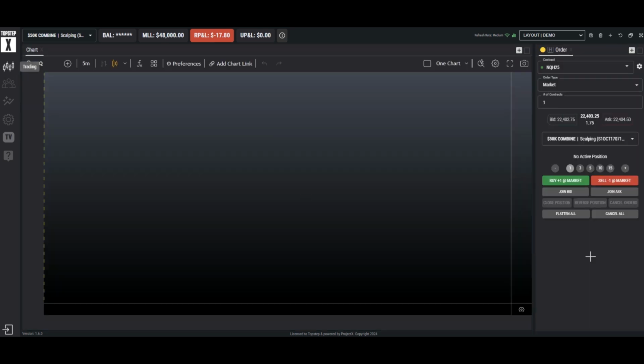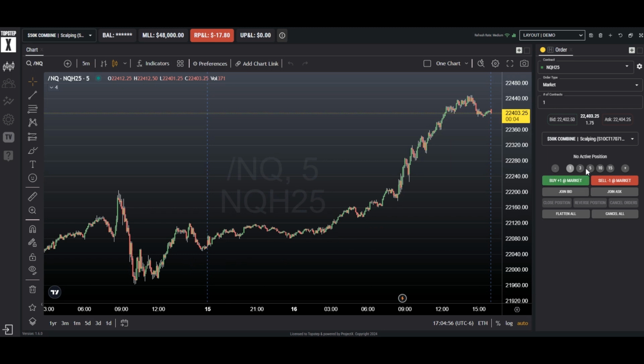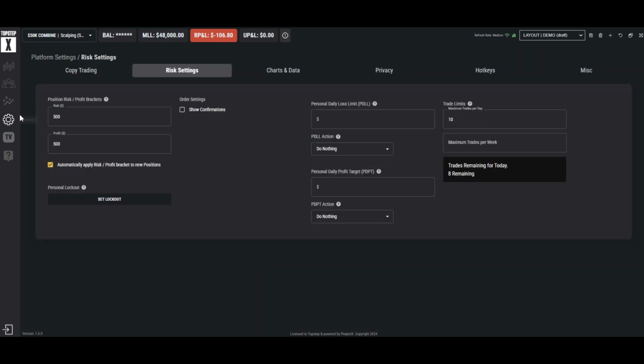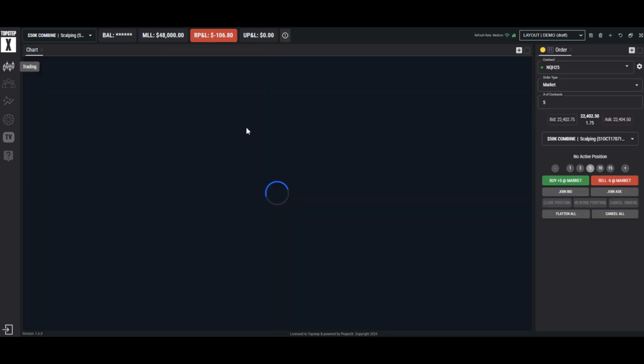So let's go back and place another trade. This one will be of multiple contracts. We place a trade with 5 contracts, and then we can sell those or flatten. And we go back to check our settings, and we notice now that we have 8 trades remaining for the day. Now what if we scaled in or out?